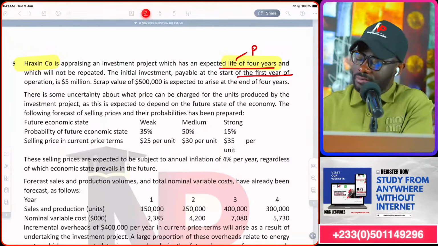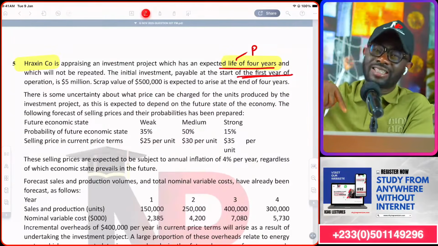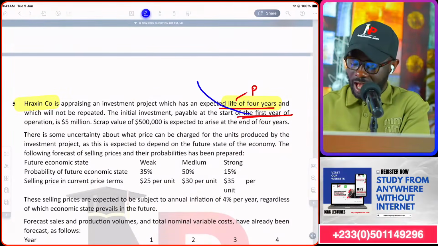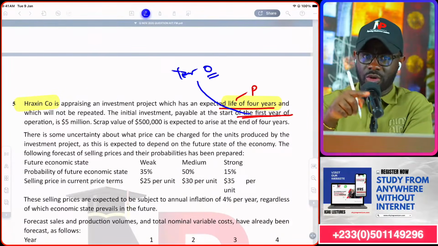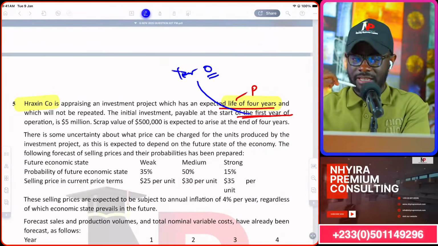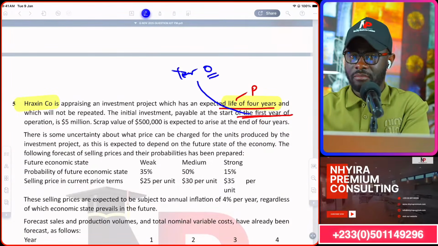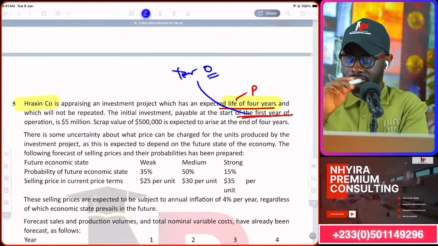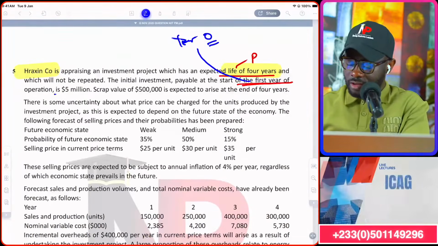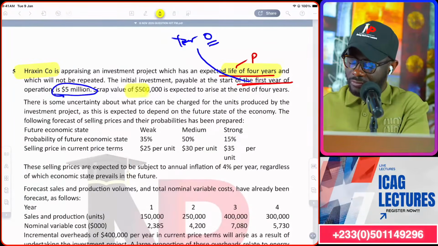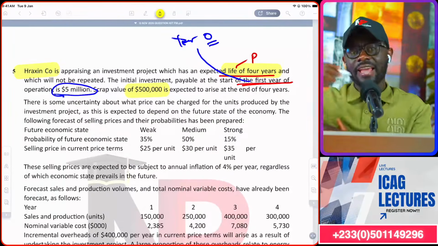If the investment is payable at the start of the first year, that means that is year 0. Now, you got to be careful. That was what we mentioned earlier as well. So if we have to make the payment at the start of the first year, then the money should be available in year 0. So it's going to be now. 5 million, and then has a scrap value of 500,000 at the end of the 4 years.